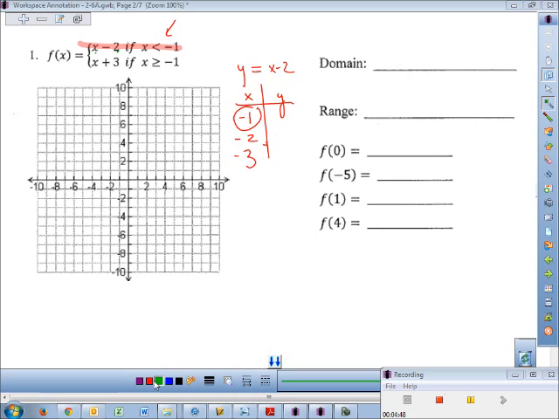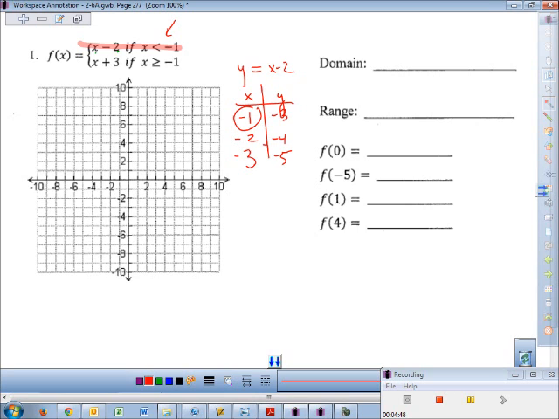Let me switch back to red. Do it all in the same color. Negative 3. If I put negative 2 in for x, what would I get? Negative 2 minus 2 is negative 4. And if I put negative 3 in for x, I would get a negative 5. Before I move on, are you cool with where those numbers came from?